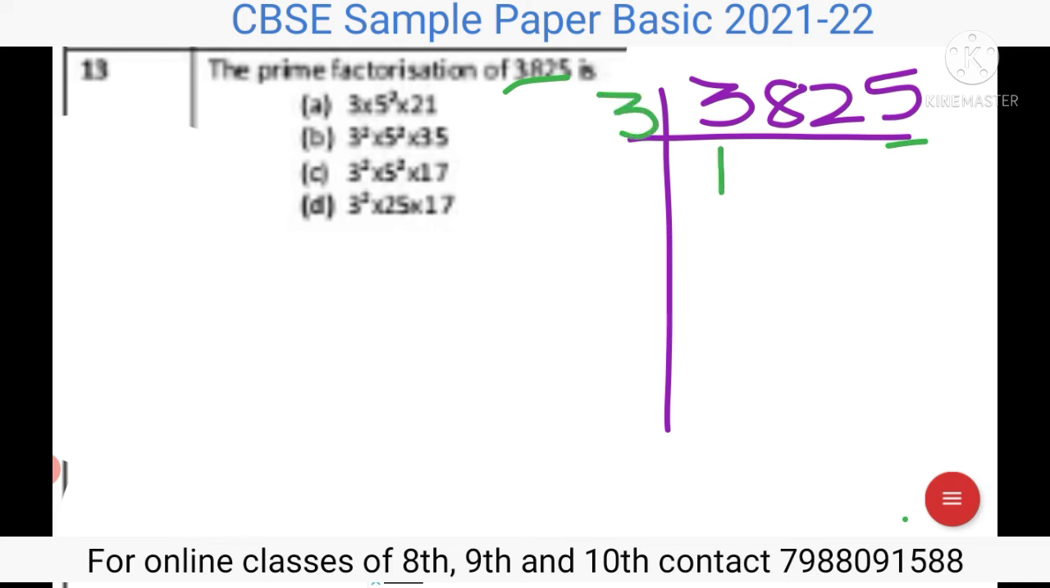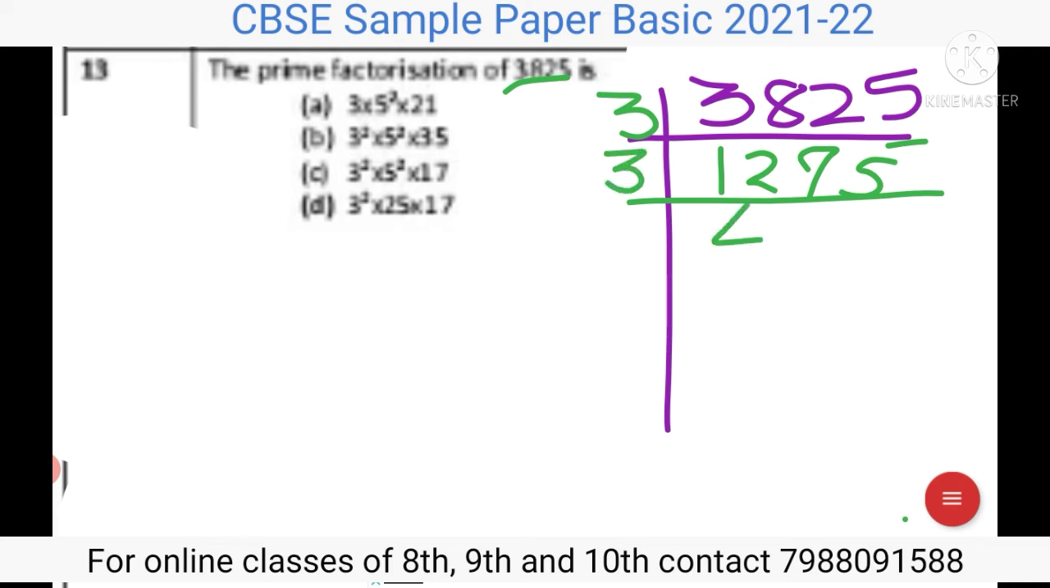Let's start. 3 ones are 3, 3 twos are 6. I'm left with 2, 3 sevens are 21 and 3 fives are 15. Now let us check once again. 1, 2, 7, 5. 1 plus 2 is 3, 3 plus 7 is 10, 10 plus 5 is 15. Yes, it is divisible by 3. Students, on my channel, a complete video on divisibility rules is available. You must go and check it out whenever you get time.